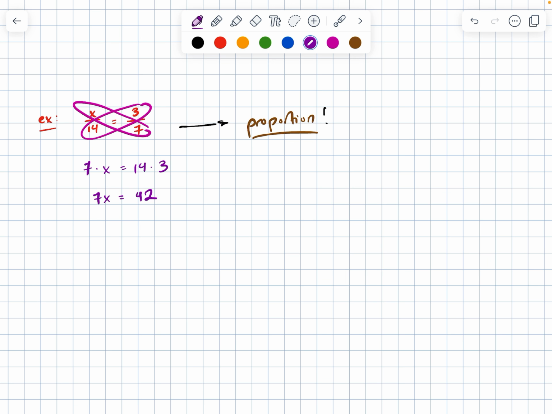And now I'm in familiar territory. So ask yourself a question. 7x equals 42. Ask yourself a question about how you're going to solve this. Go ahead.